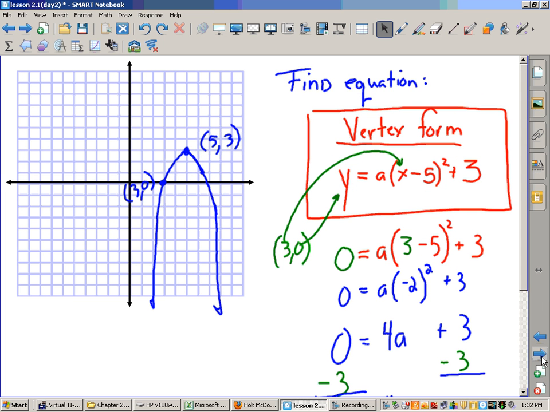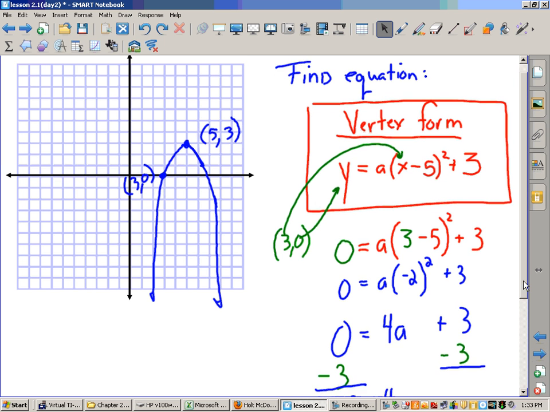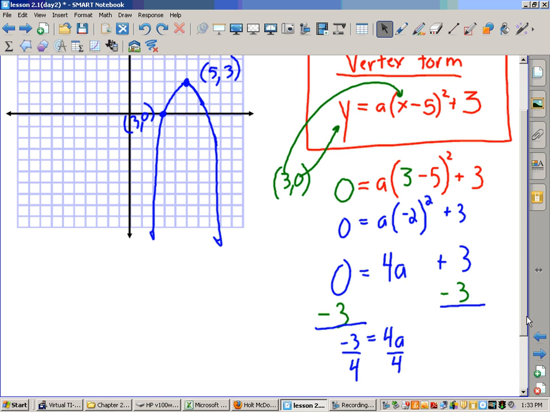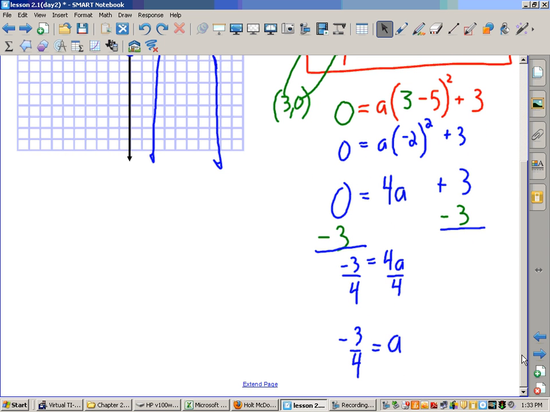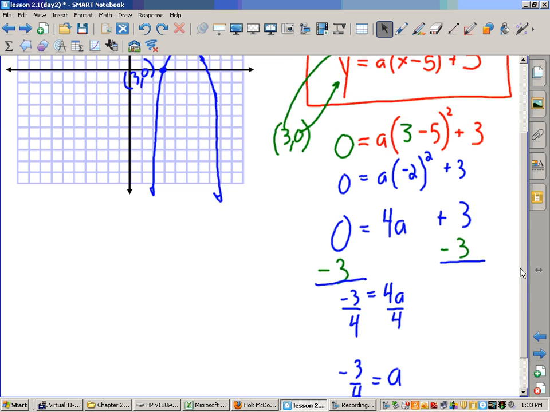I substitute 3 in here, and then order of operations. Just simple. 3 minus 5, that's negative 2. Negative 2 squared is 4. I got 4 times a. Well, if I got 4a plus 3 equals 0, I'm going to get the 3 to the other side and divide by 4. If I have a equals negative 3/4, am I supposed to have this negative, or did I screw up? Oh, because it's flipped. All right, so I didn't screw up.